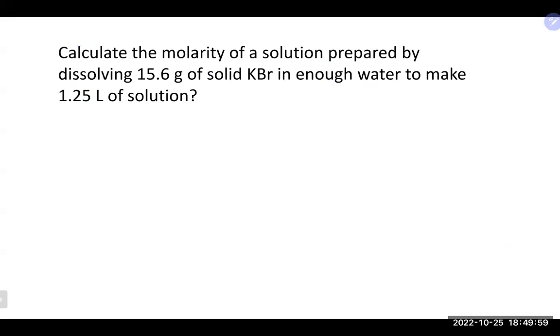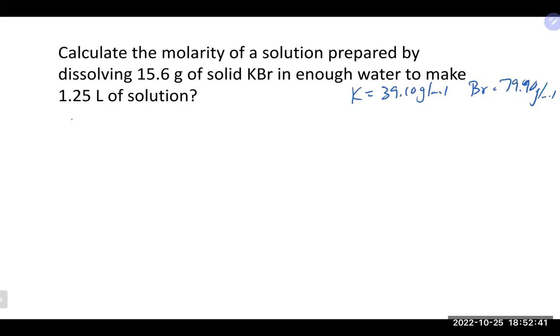All right, so let's try one to finish up here. Let's calculate the molarity of a solution that's prepared by dissolving 15.6 grams of KBr in enough water to make 1.25 liters. Potassium is 39.10. Bromine is 79.90 from the periodic table. All right, we're looking for the molarity here of the KBr. Let's take a look here.